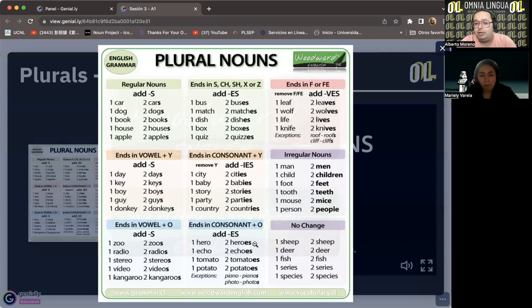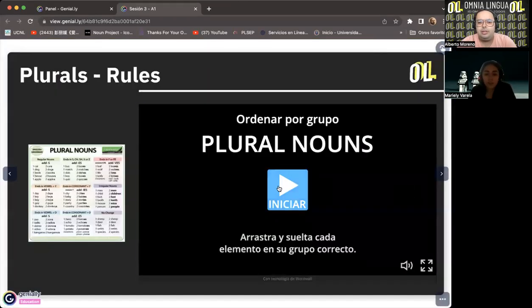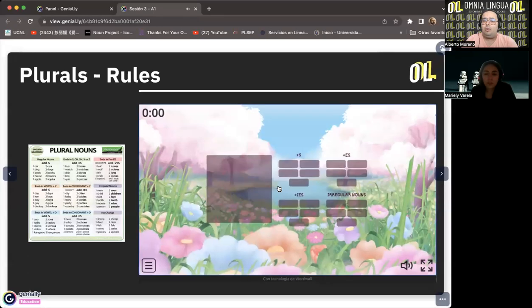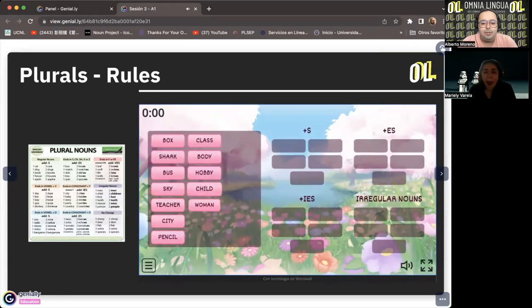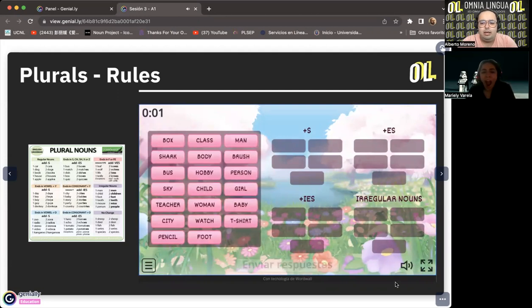Something special, irregular nouns, like man, child, and so on. And the other ones that do not change in singular or plural, like sheep, deer, and fish. Okay? Is it clear? Questions up to here? No. Nope, everything's right. So let's do a warm-up activity in which you have to put those words in the right box, in the right category.